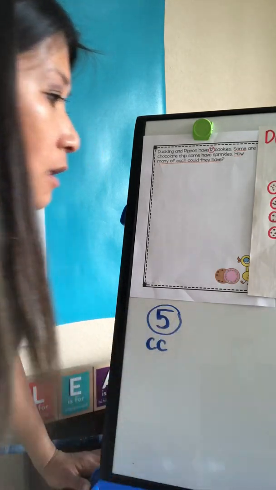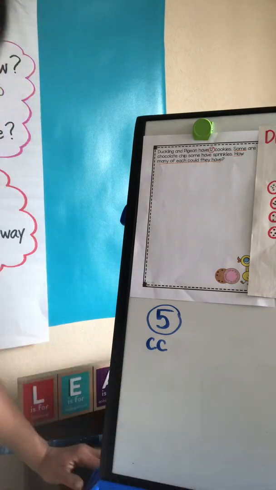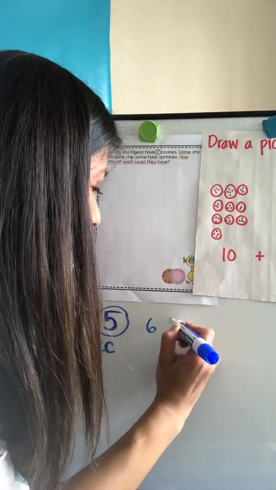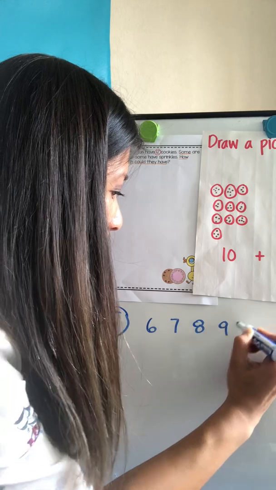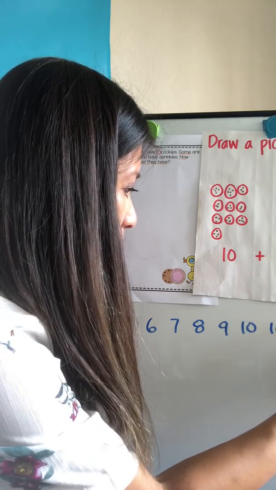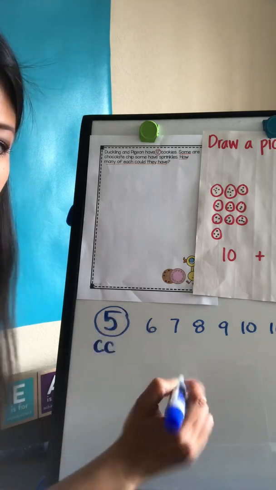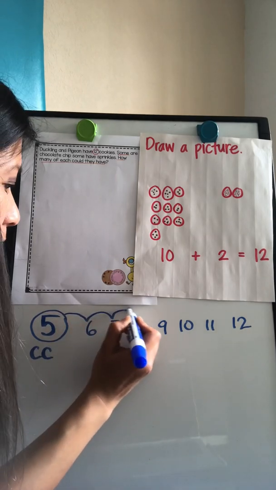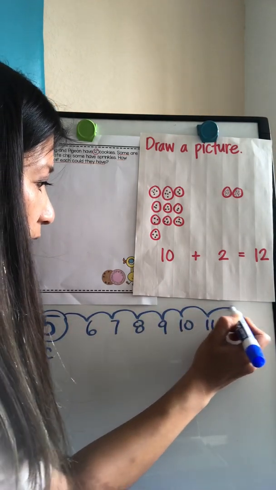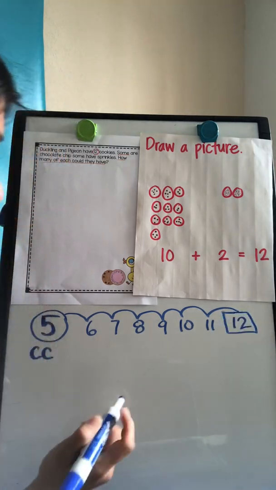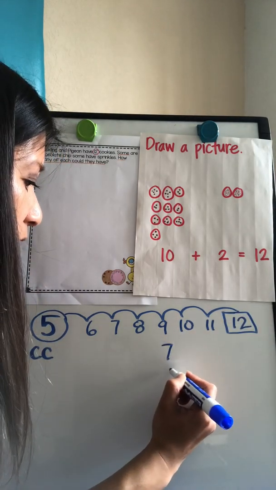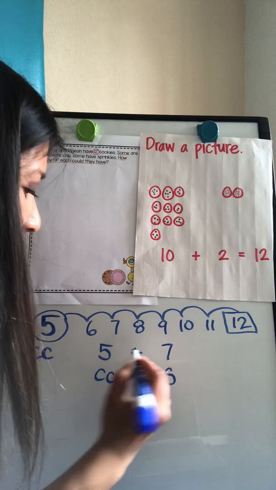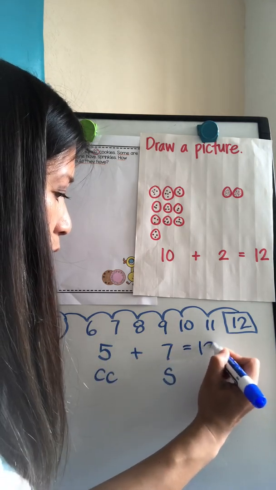I'm going to count on, and I'm going to see how many more to get to 12, so I can figure out how many sprinkle cookies there could be. Okay, so 5, 6, 7, 8, 9, 10, 11, 12. Okay, let's see how many spaces I jump to get to the number 12. 1, 2, 3, 4, 5, 6, 7. So I've got 7 sprinkle cookies. I've got my 5 chocolate chip cookies. So my equation would be 5 plus 7 equals 12.